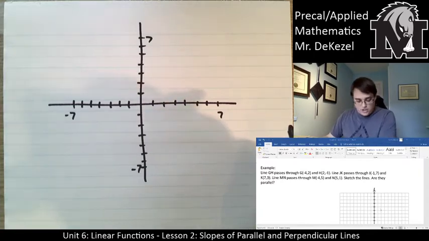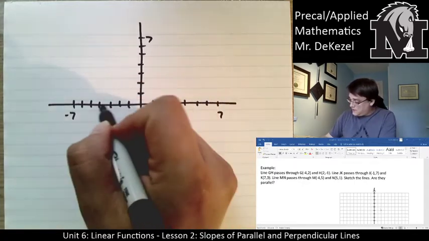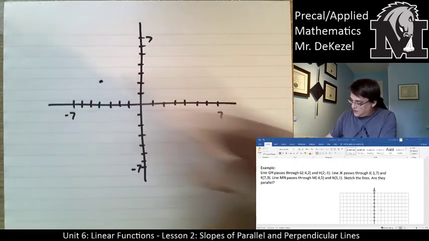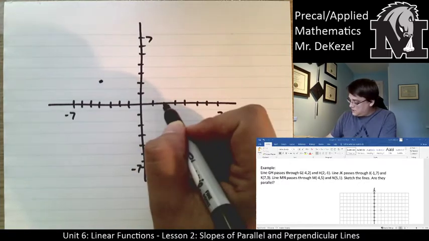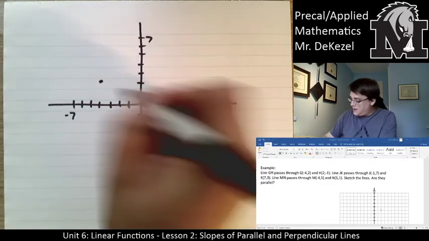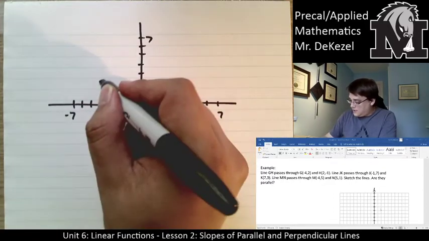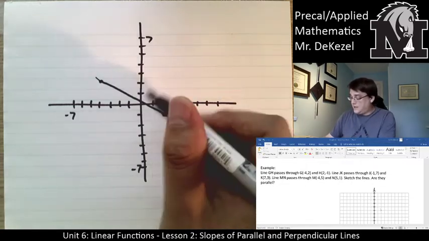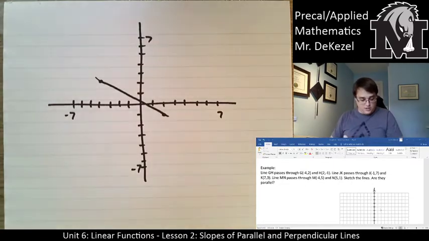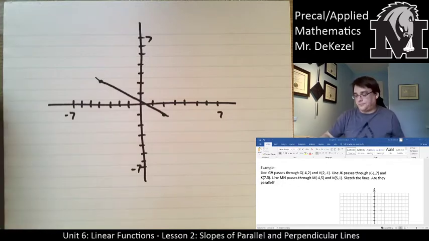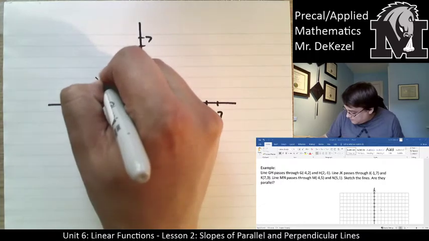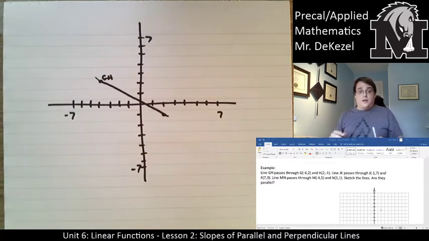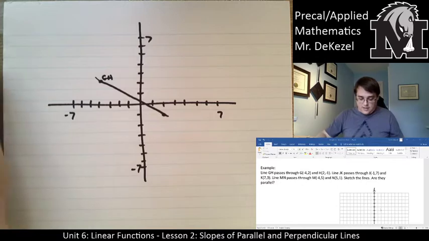So let's do line GH first. G passes through minus 4, 2, so minus 4 and 2 is right here. And H is 2, minus 1, so 1, 2, minus 1 is right there. Connect those points, and that is line GH. GH is in the black. Let's label that. There we go. Now, let's do the line JK.